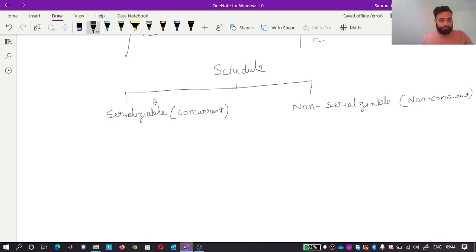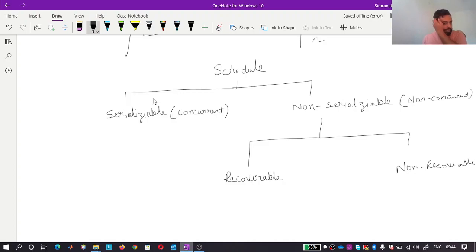Again, this non-serial schedule is divided into two parts. First one is referred to as a recoverable schedule. Another one is referred to as a non-recoverable schedule. I think we have already seen what recoverable and non-recoverable schedules are. You always want to focus on the recoverable schedule, because if any transaction is rolled back, we will be able to get the values back. If we are not able to get that, it will cause a whole lot of issues in the system.